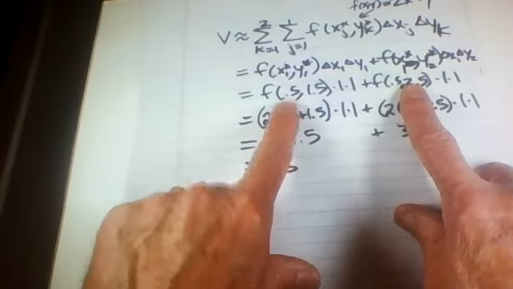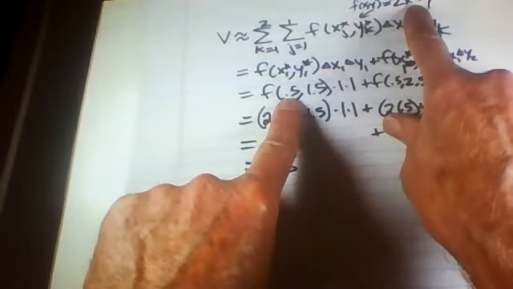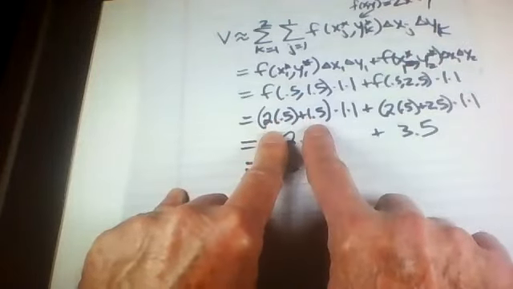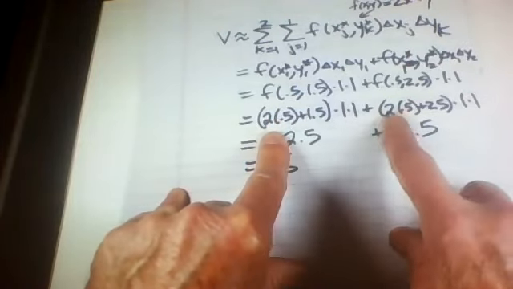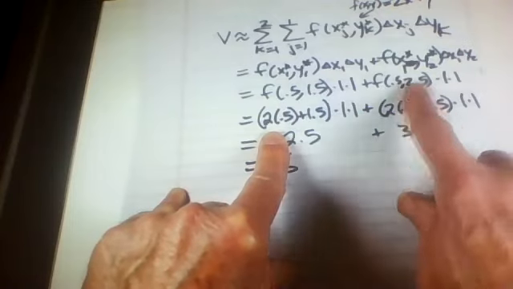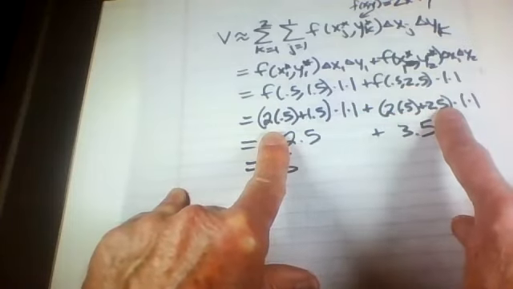Now, what is the height of the box? Well, it's the height of the plane, 2x plus y, over it. So I just take 2 times 0.5 plus 1.5. That's the height of the first box. 2 times 0.5 plus 2.5, 2x plus y. So this is the height of the second box.